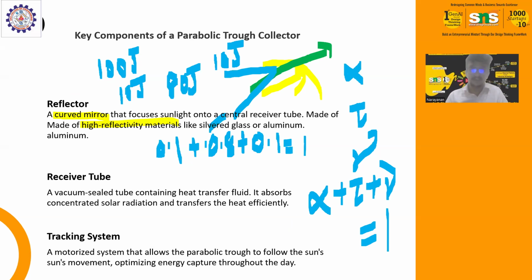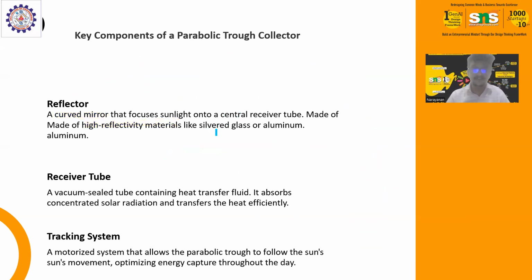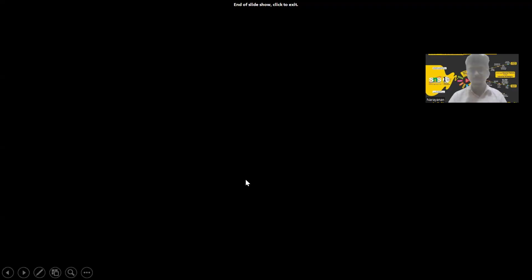So the reflectivity should be higher. A major portion of energy incident on the tube should be reflected. So such types of materials should be chosen, like silvered glass or aluminum. The receiver tube is a vacuum sealed tube which contains heat transfer fluid. The heat transfer fluid should be highly conductive so that it absorbs the heat from concentrated solar radiation and transmits it efficiently. Tracking system: a motorized system that allows the parabolic trough to follow the sun's movement. We all know the sun rises in one direction and sets in another direction. So the movement of the sun should be tracked by this tracking system, right?